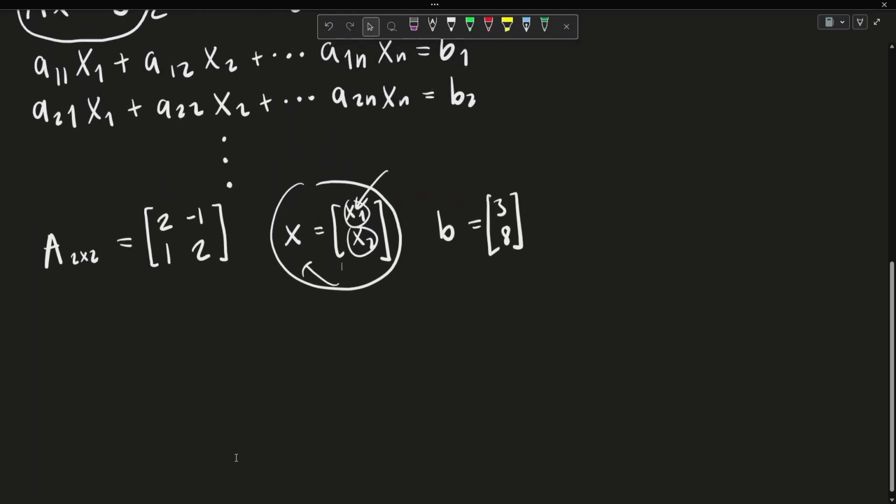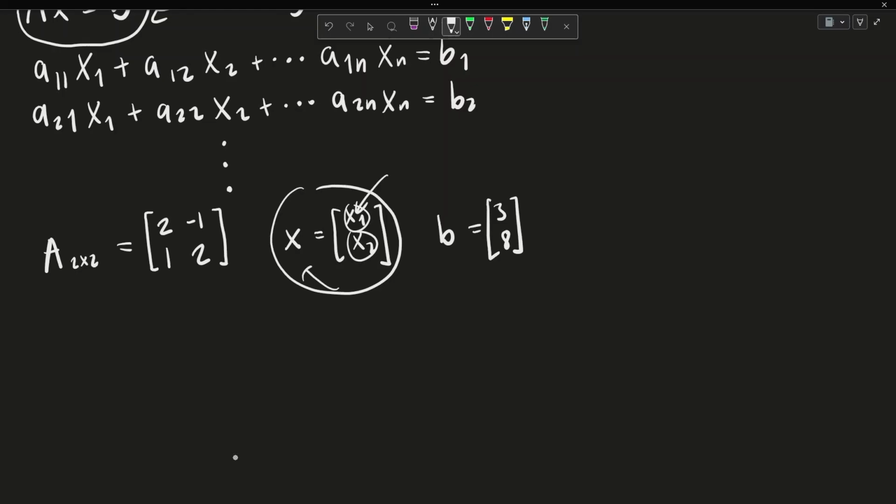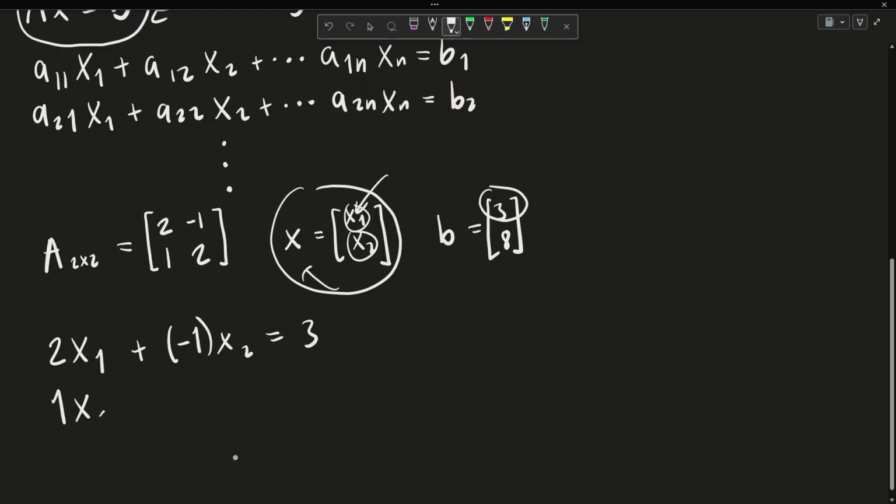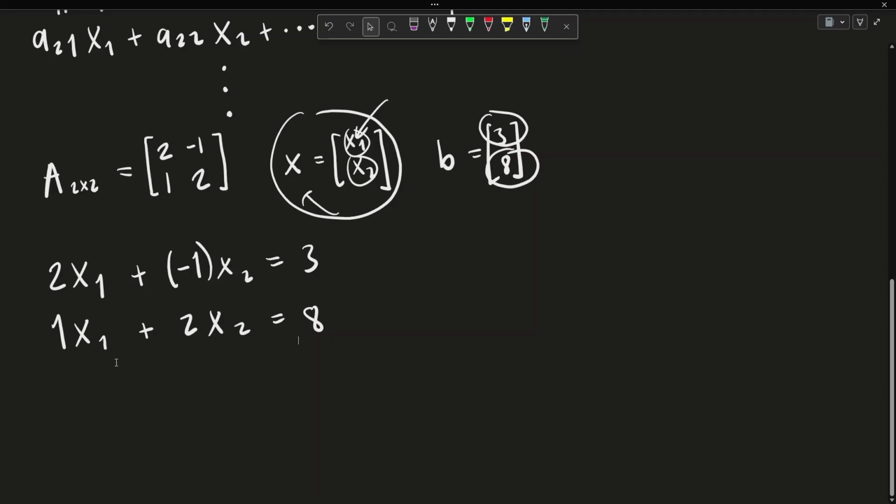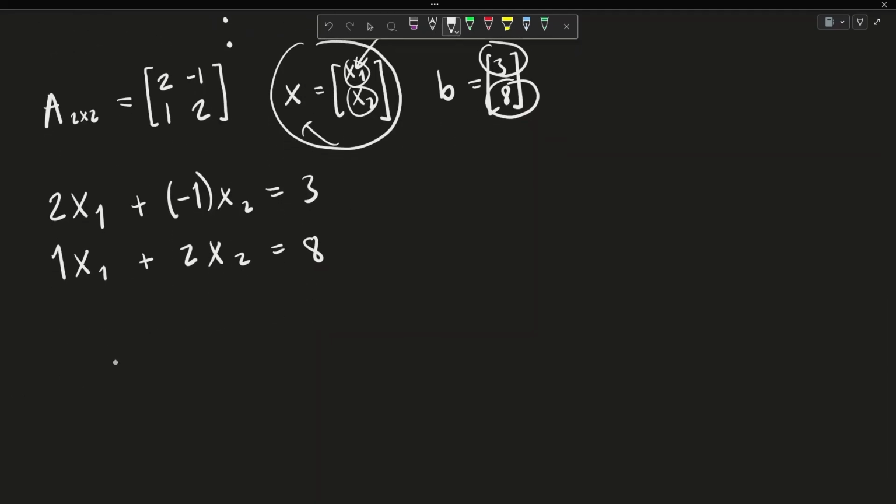So if we write out the row picture interpretation of this, what we have is A11, which is 2, times x1 plus A12, which is -1, times x2 equals the first row of B, which is 3. Similarly, we have A21, which is 1, times x1, plus A22, which is 2, times x2, equals the second row of B, which is 8. And so you'll observe this is a simple series of equations. So we have 2 equations and 2 unknowns, and we can simply solve for either of the x's through either substitution or whatever method you find most appropriate.